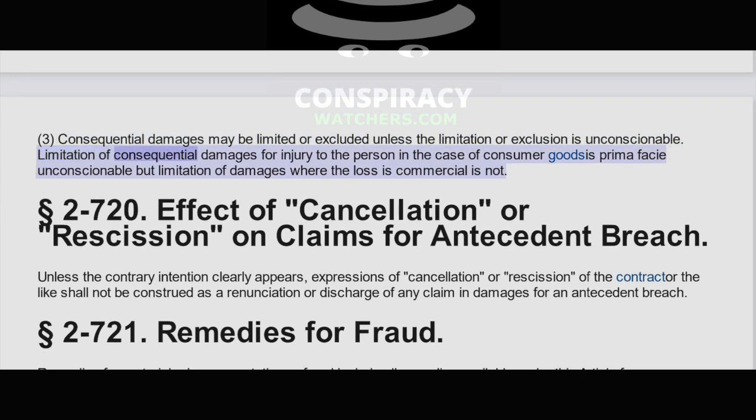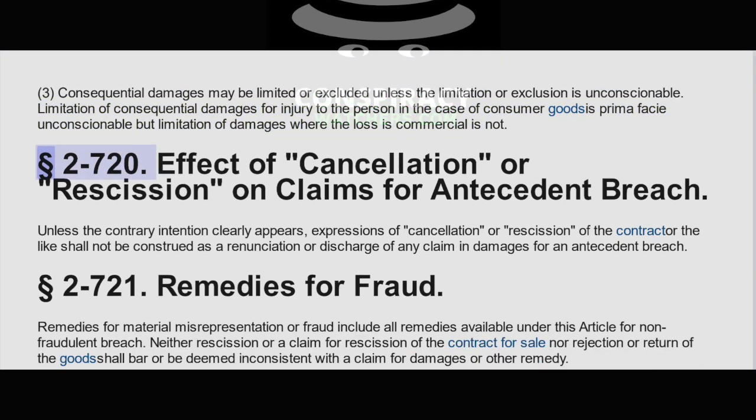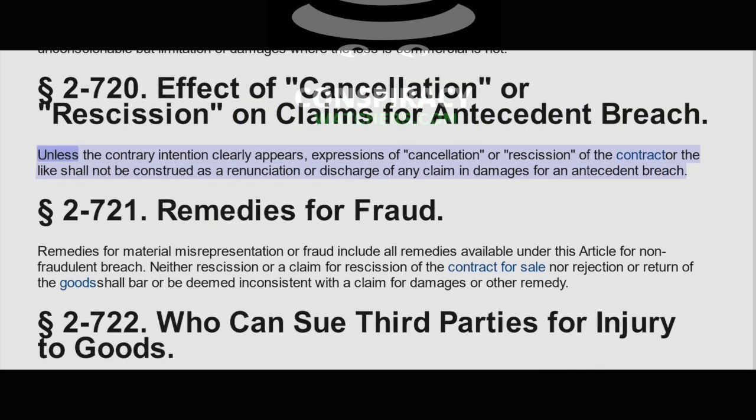Limitation of consequential damages for injury to the person in the case of consumer goods is prima facie unconscionable, but limitation of damages where the loss is commercial is not. Section 2-720. Effective cancellation or rescission on claims for antecedent breach. Unless the contrary intention clearly appears, expressions of cancellation or rescission of the contract or the like shall not be construed as a renunciation or discharge of any claim in damages for an antecedent breach.